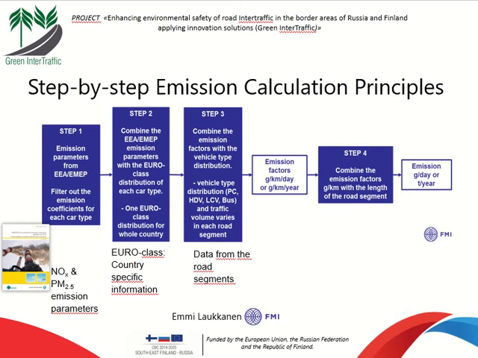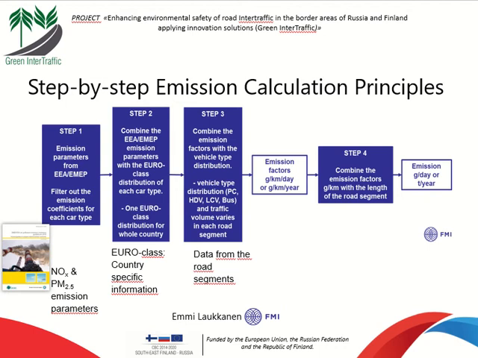In step 2, we look at the performances of each subcategory type in fuel and Euro classes and how they are distributed, and combine this information of performance with the emission parameters. In step 3, we look at how many vehicles there are in each category in each road segment we want to study, and combine this information with the emission parameters and performance information from step 2.